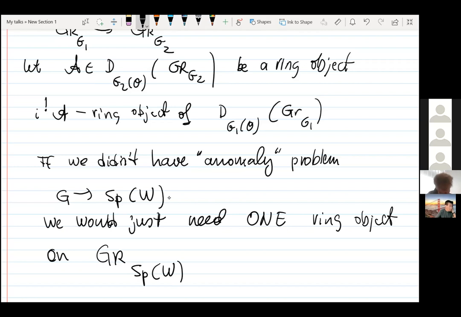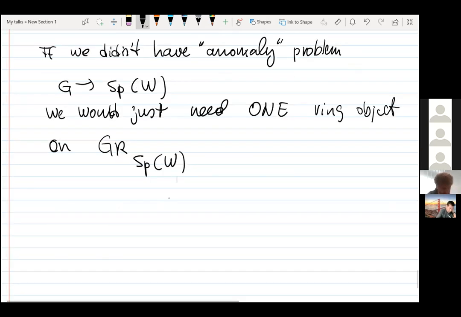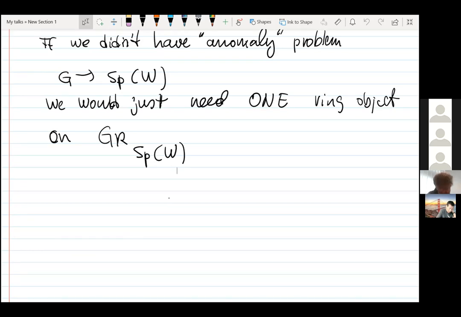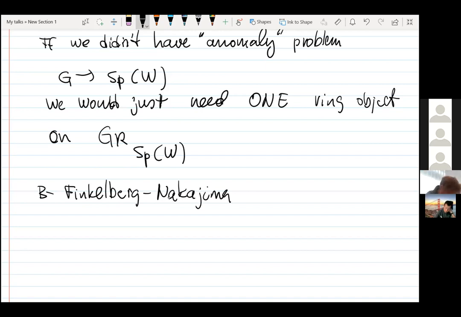Now, unfortunately, the only problem is there. Let me say briefly what was known before and what one can do now. In fact, this was the idea of Drinfeld, that this is how you should be able to construct it. But in principle, we have this anomaly problem. In our works with Finkelberg and Nakajima, we didn't do this because we didn't have the correct language, but we did all of this in this quotient case.